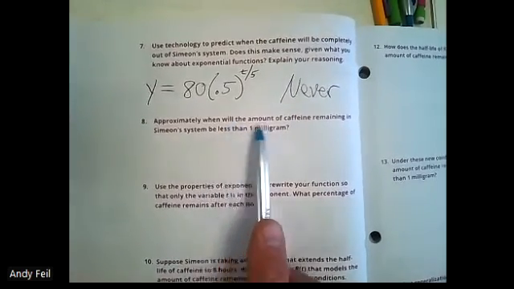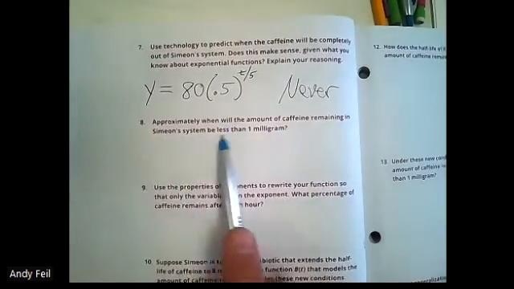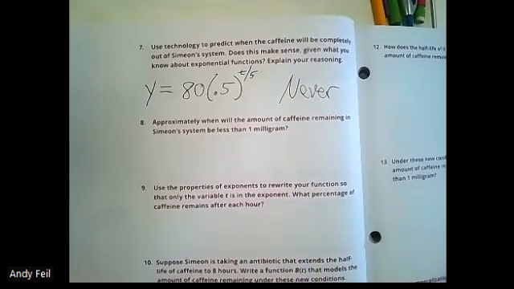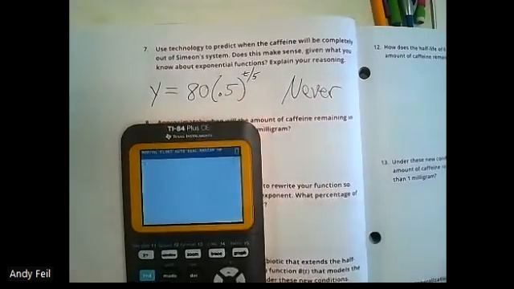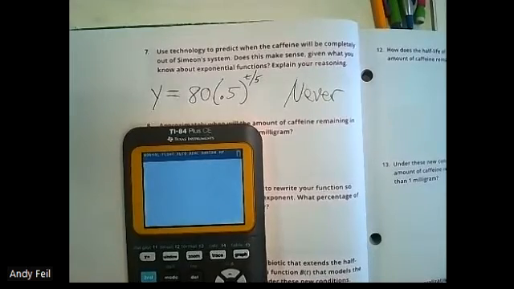All right. Number 8, approximately when will the amount of caffeine remaining in Simeon's system be less than 1 milligram? Here's where we want to use technology for this. What do you suppose we're going to do? Graph it. So let's do this.